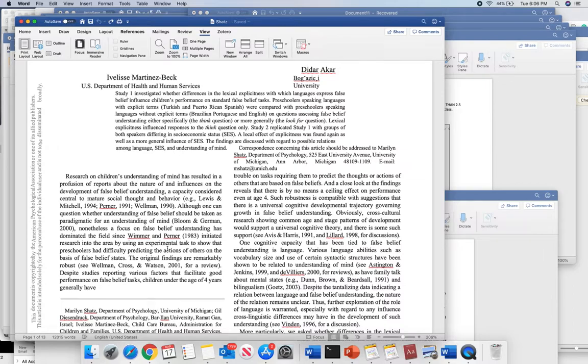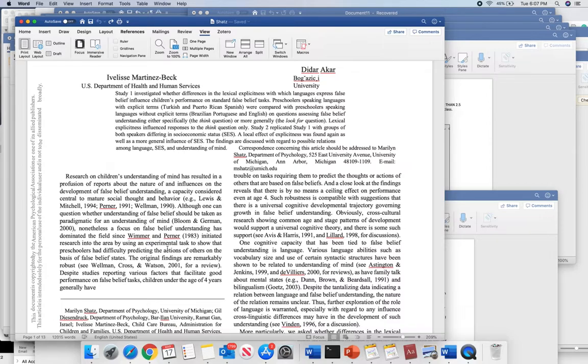The original findings are remarkably robust. That means they're consistent. Despite studies reporting various factors that facilitate good performance on false belief tasks, children under the age of 4 years generally have trouble on tasks that require them to predict the thoughts or actions of others that are based on false beliefs. So false beliefs really hurt kids younger than 4 in understanding others' actions and thoughts. When a false belief is thrown into the mix, they don't know what to do. They don't understand the concept that the beliefs we have can be wrong.